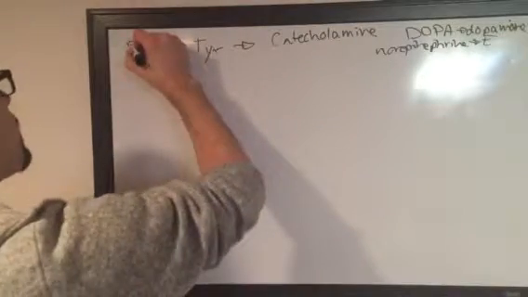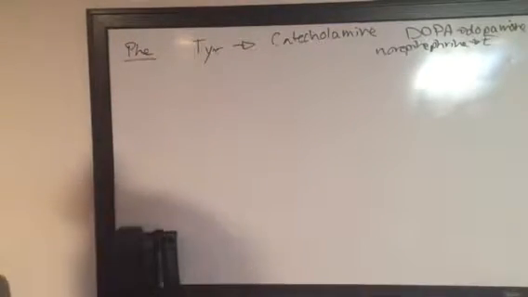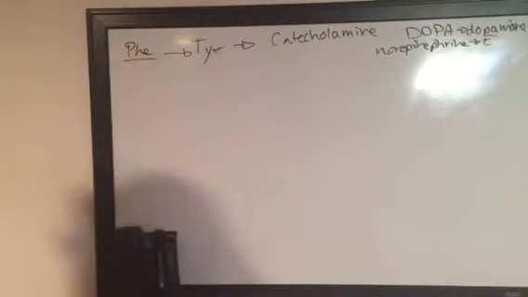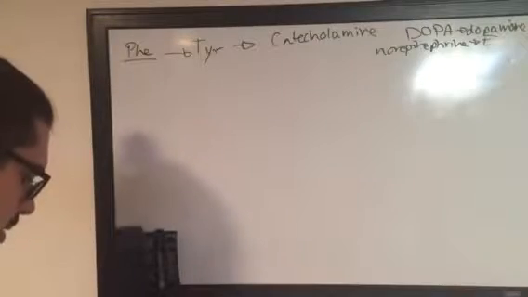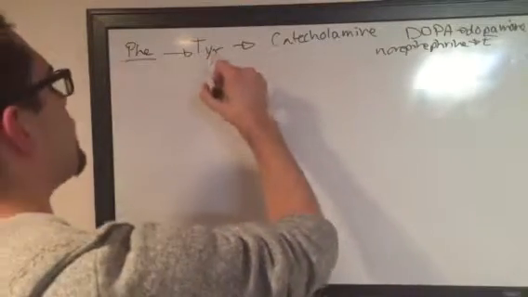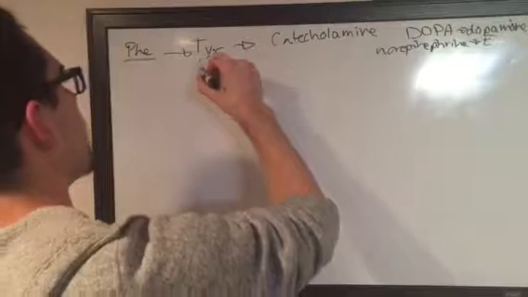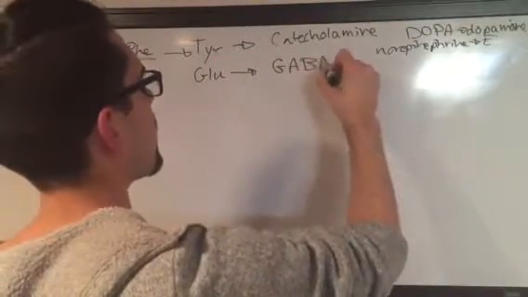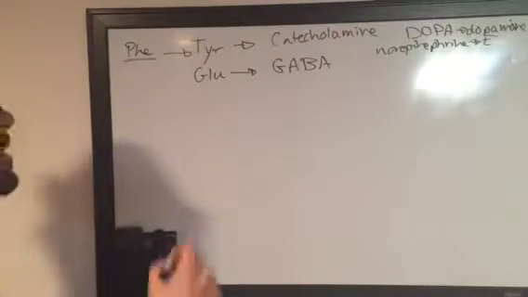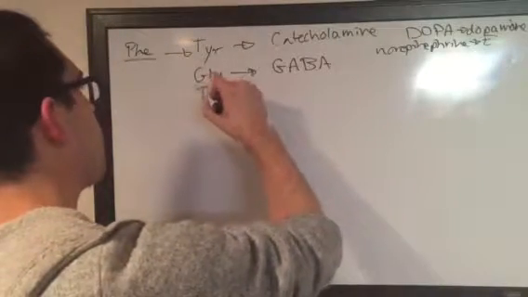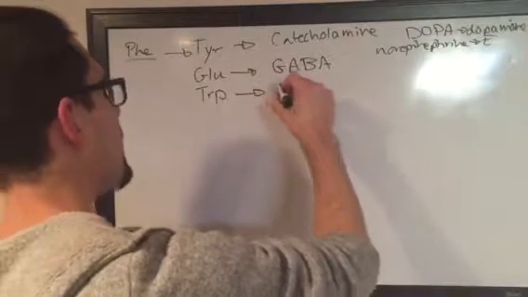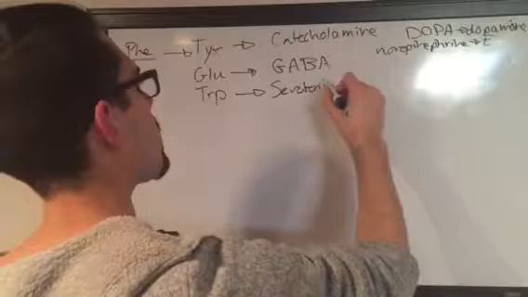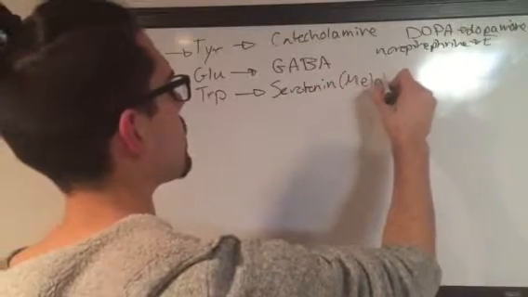Now, if you have a low intake of phenylalanine, you won't be able to make your tyrosine, as tyrosine is conditionally essential. You won't be able to make as many catecholamines. We also have need of glutamate in multiple locations. It is where we're going to be making GABA, gamma aminobutyric acid. From tryptophan, we make serotonin, as well as melatonin.